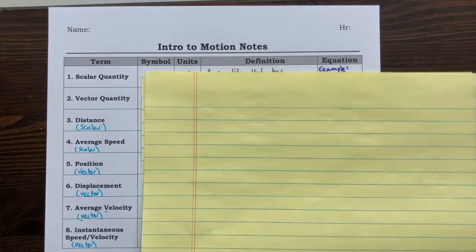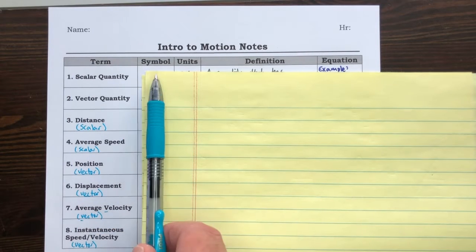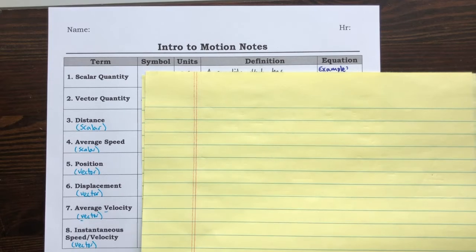Alright, so today we are doing intro to motion notes. So hopefully you got a chance to download the sheet, bring it into Notability, or download the sheet and print it off. And we're just going to fill it out as we go. Across the top it says term, symbol, units, definition, and equation. And then we're just going to fill in as we go.